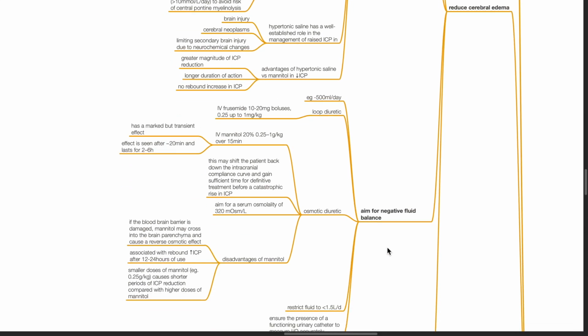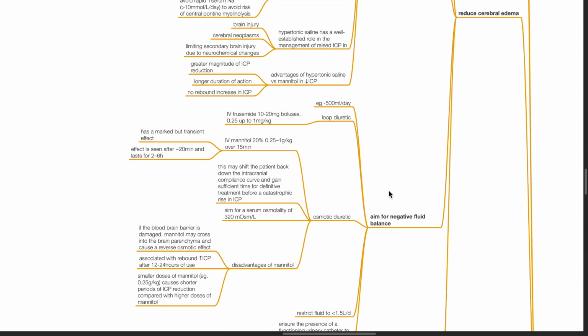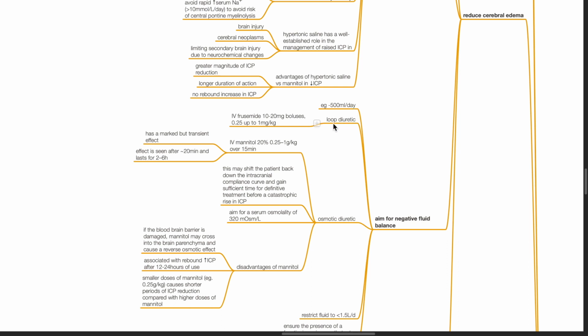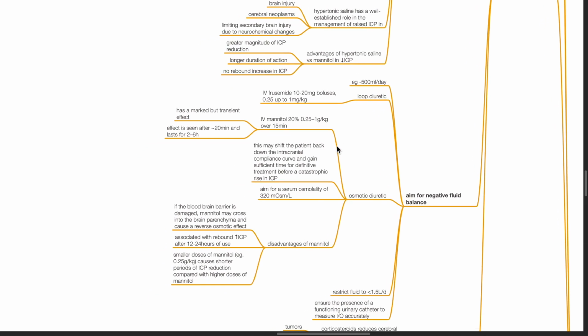Aim for negative fluid balance, for example negative 500 ml per day. A loop diuretic may be used, such as IV furosemide 10 to 20 mg boluses, or 0.25 up to 1 mg per kg. Osmotic diuretic, such as IV mannitol 20%, 0.25 to 1 gram per kg over 15 minutes can be used. This has a marked but transient effect. The effect is seen after 20 minutes and lasts for 2 to 6 hours. This may shift the patient down the intracranial compliance curve and gain sufficient time for definitive treatment before a catastrophic rise in ICP. Aim for a serum osmolality of 320 milliosmol per liter.